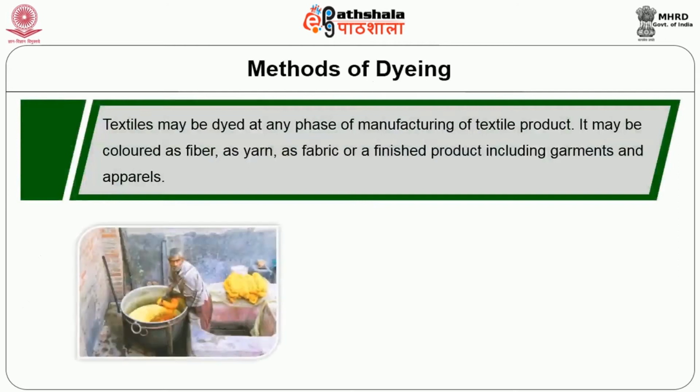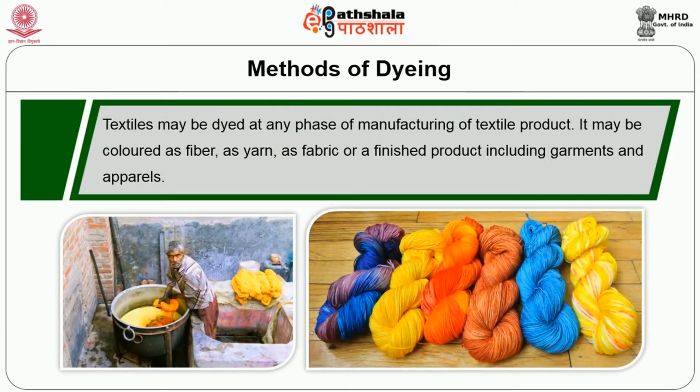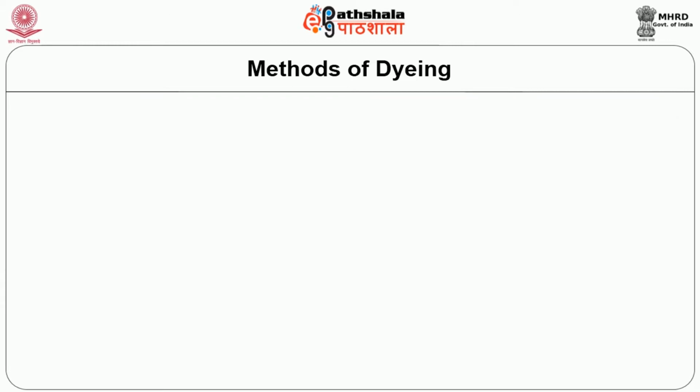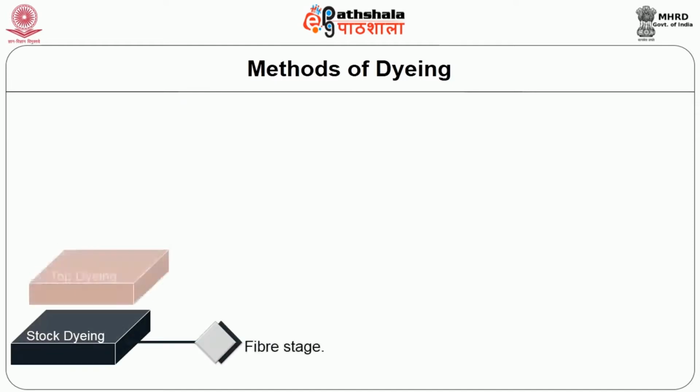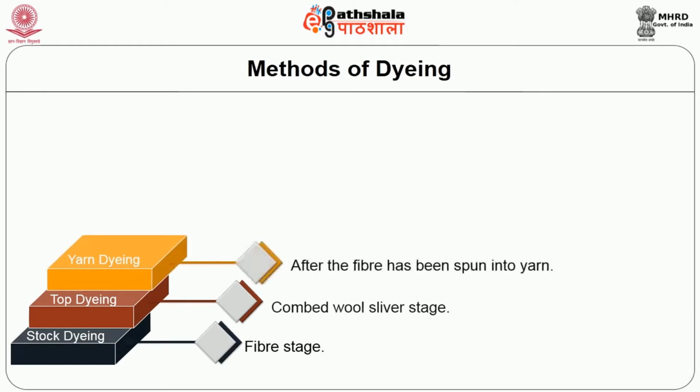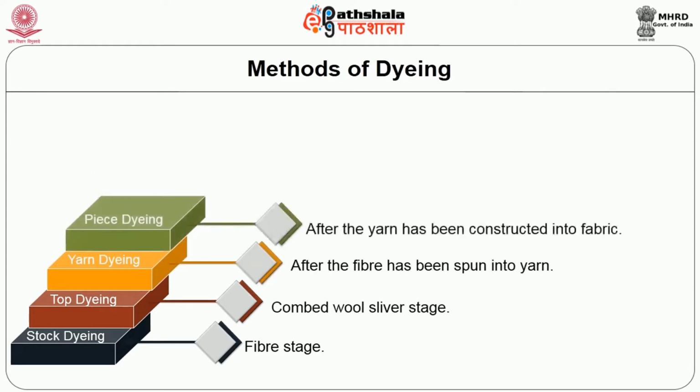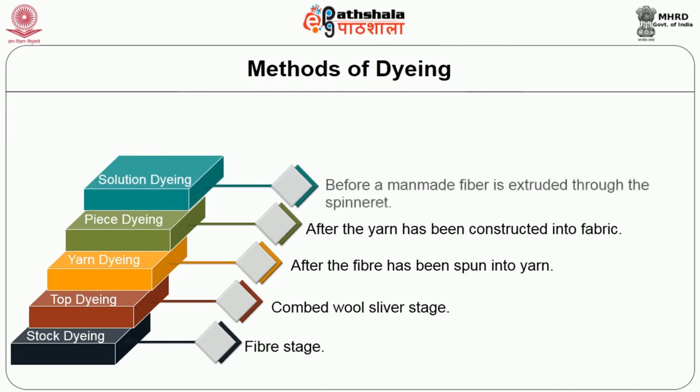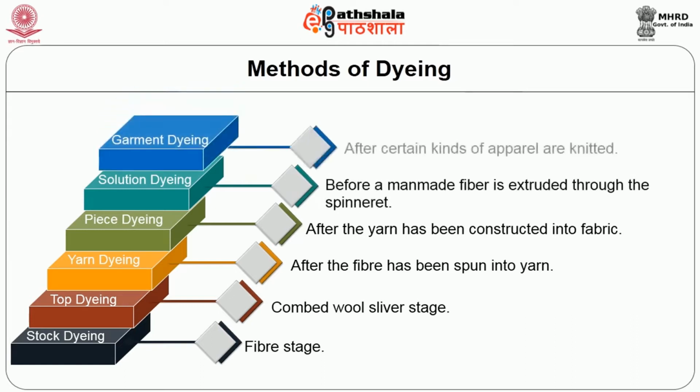Textiles may be dyed at any phase of manufacturing of textile product. It may be colored as fiber, as yarn, as fabric, or a finished product including garments and apparel. The range of methods include stock dyeing, top dyeing, yarn dyeing, piece dyeing, solution dyeing and garment dyeing.